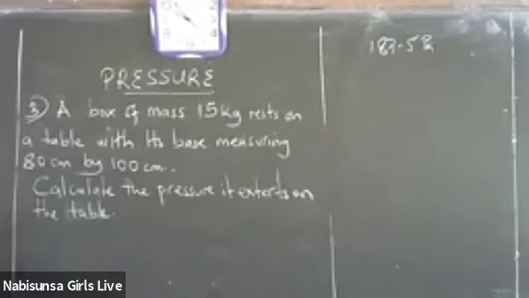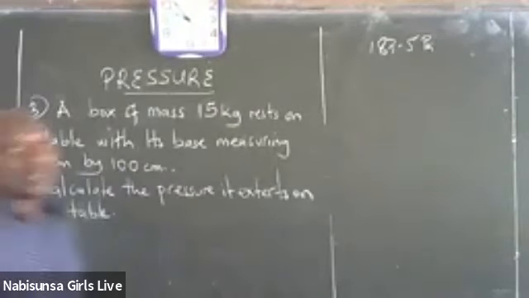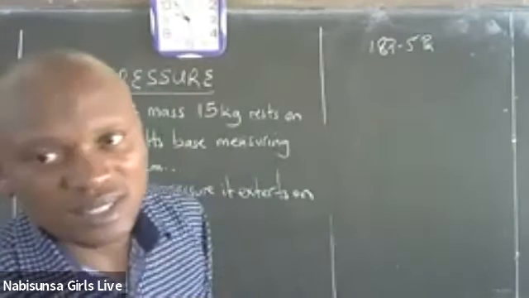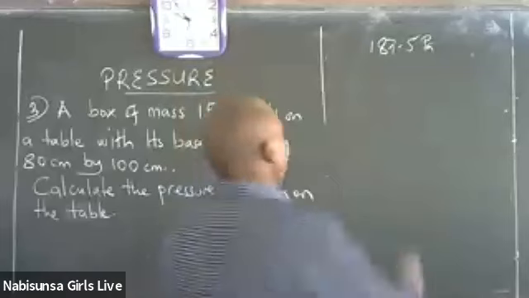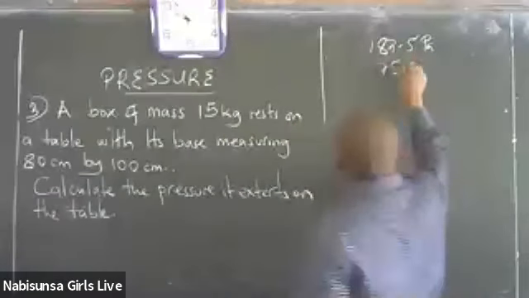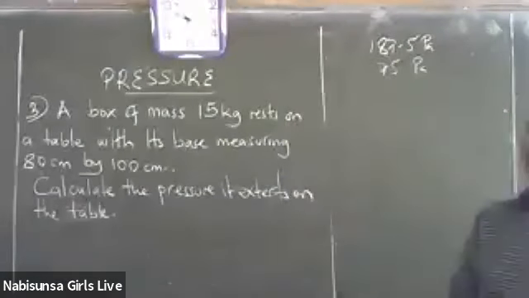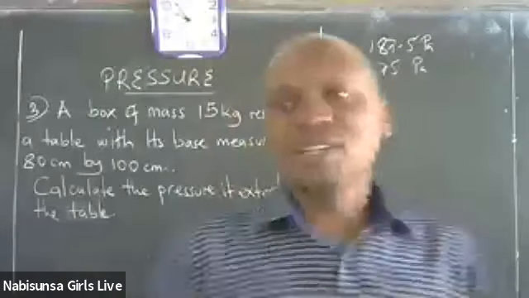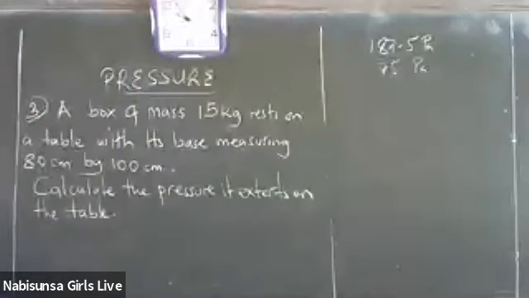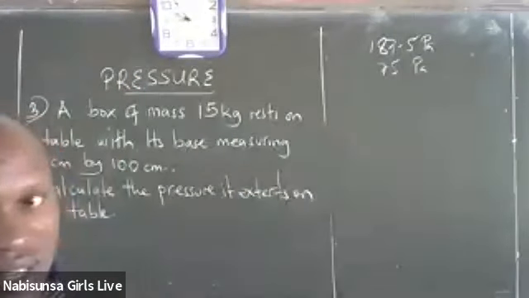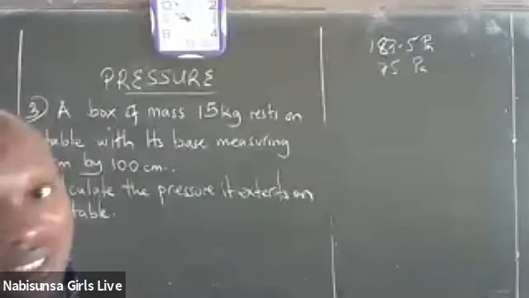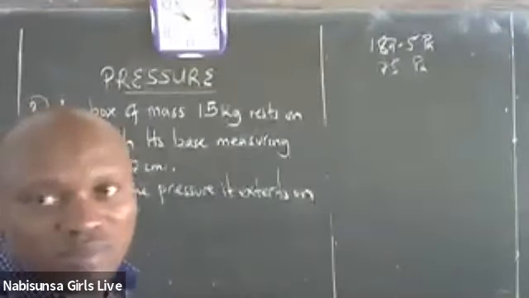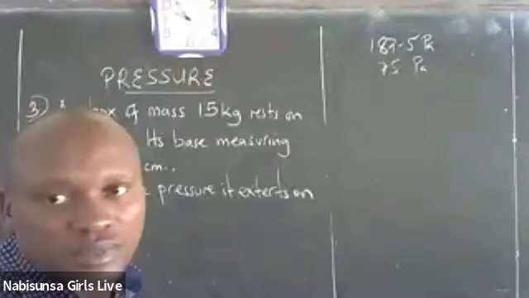May I have 75? Okay, somebody has 75. We shall cross-check. We are going to work it out together. We'll check which one is the right answer. Christine, you have some different answer? No, I have the same. Okay, we have 187.5.